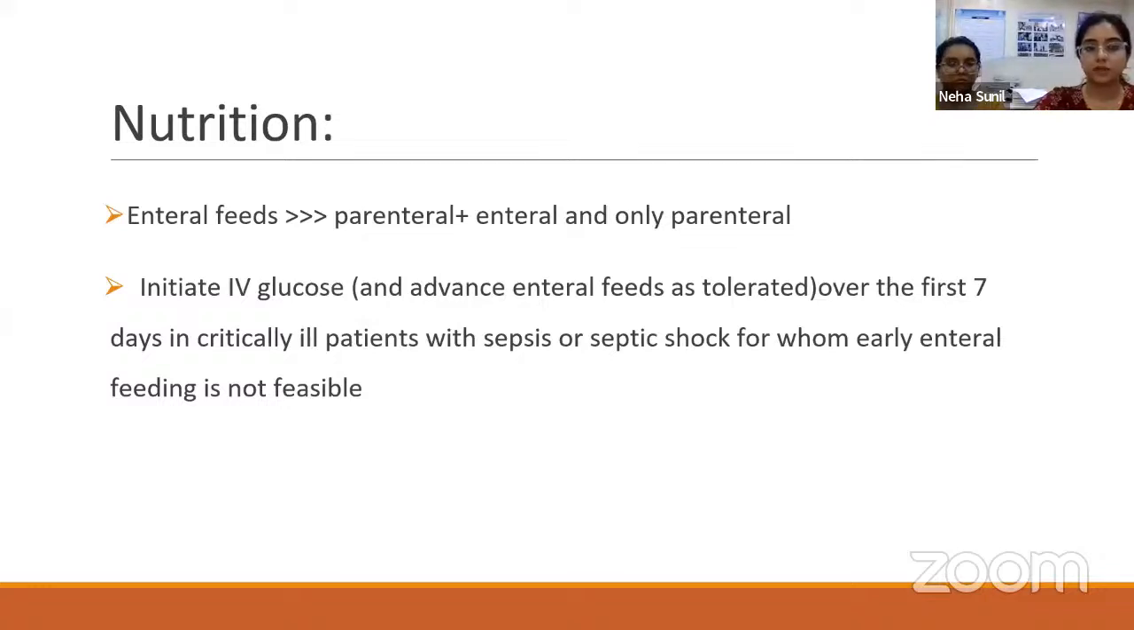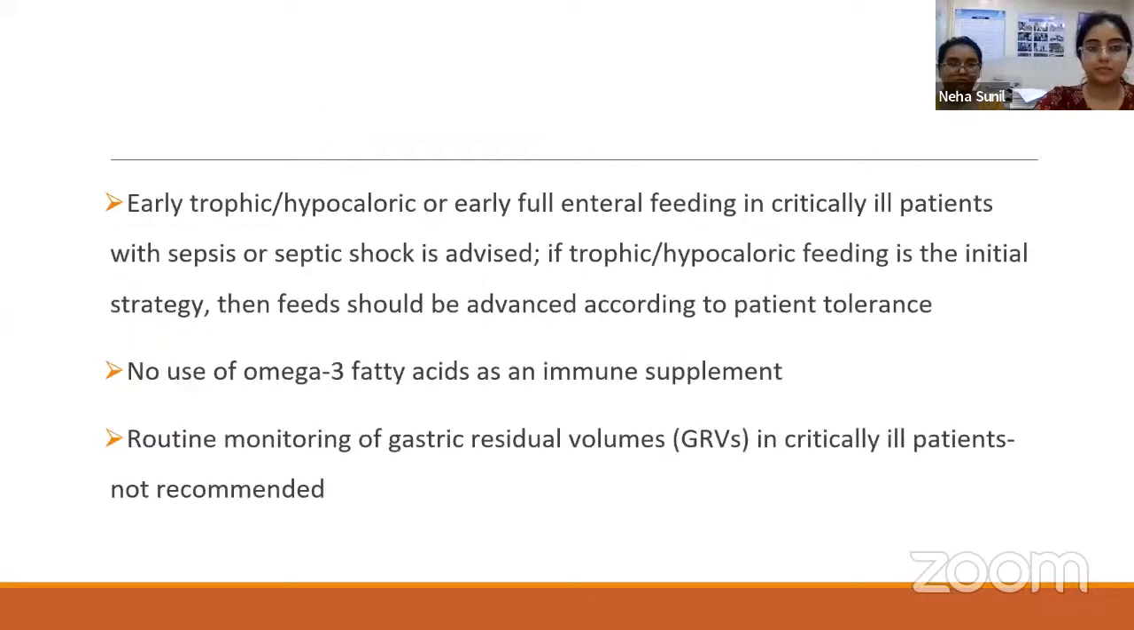Nutrition: enteral feeds are preferred over parenteral feeds. And we initiate IV glucose over the first 7 days in critically ill patients with sepsis or septic shock, for whom early enteral feeds are not feasible. We can start enteral feeds only after the lactates have come under control, and preferably after 72 hours.